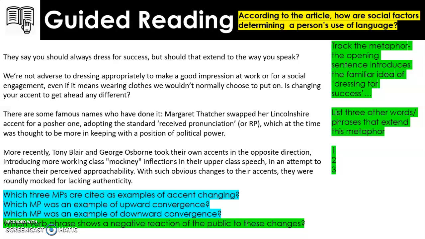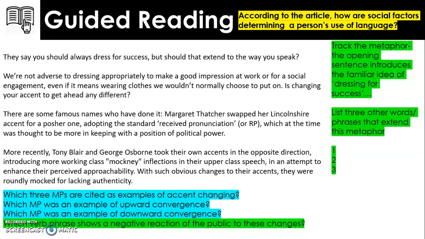Right, guys, I'm going to ask you to pause here and work through these tasks. We're going to use these tasks at the start of tomorrow's lesson as our beginning. So take as much time as you need. Answer these questions. All the answers, as they say, are on the page in front of you. Which three MPs are cited as examples of accent changing? Which MP is an example of upward convergence? Which is an example of downward convergence? Which verb phrase shows a negative reaction from the public to these changes?